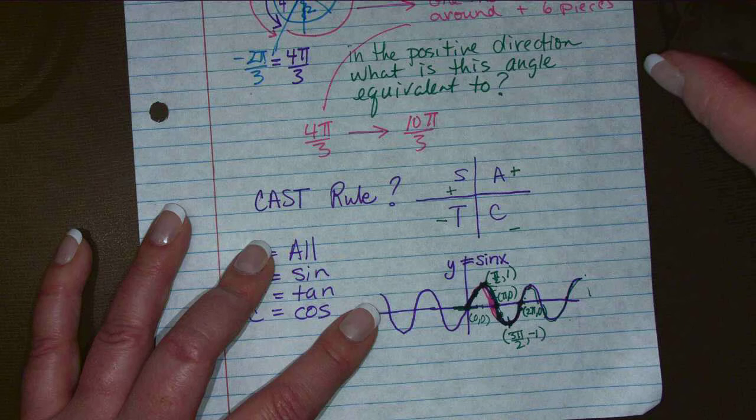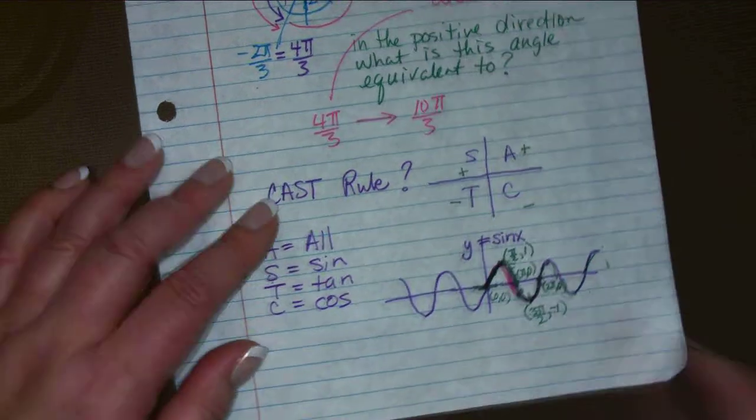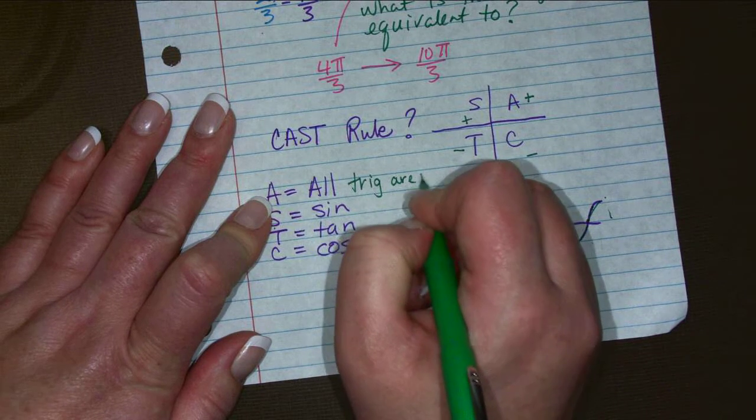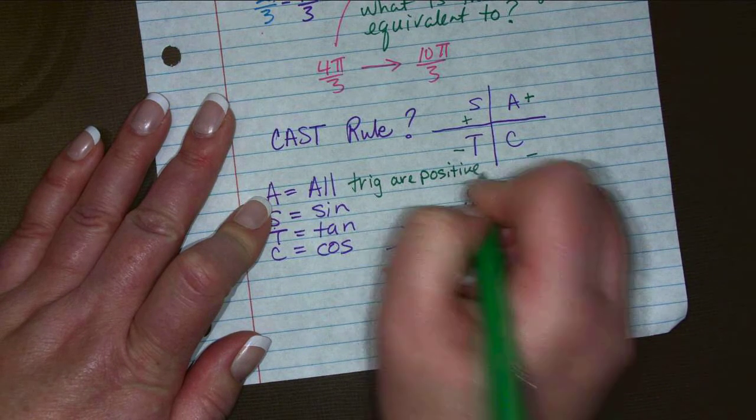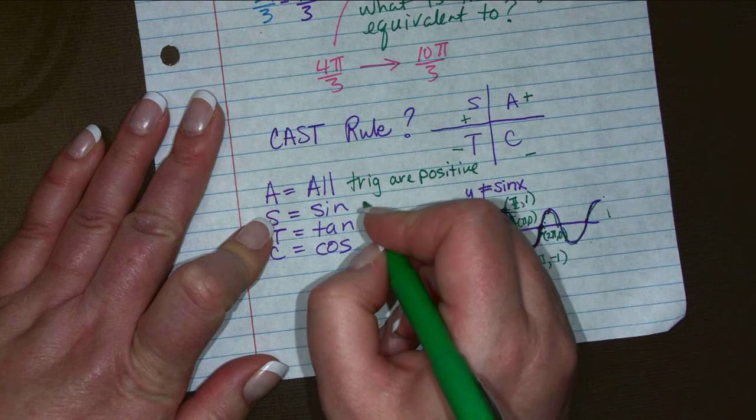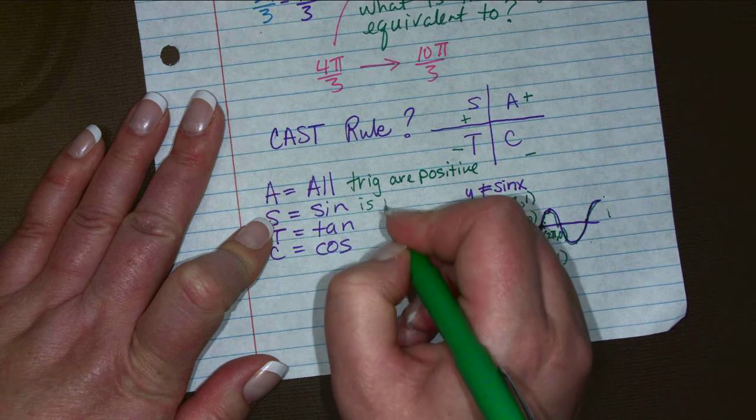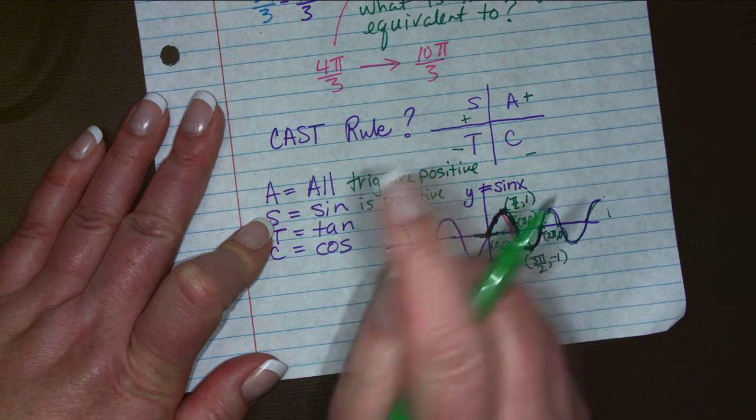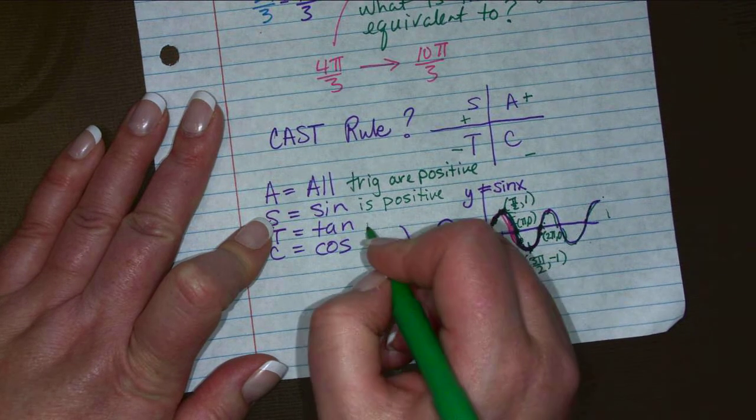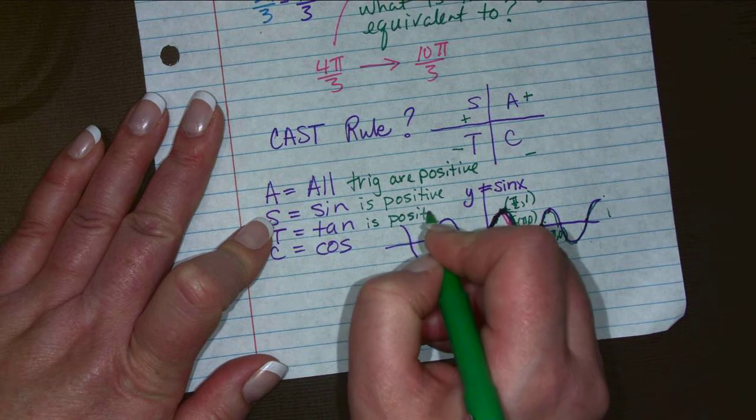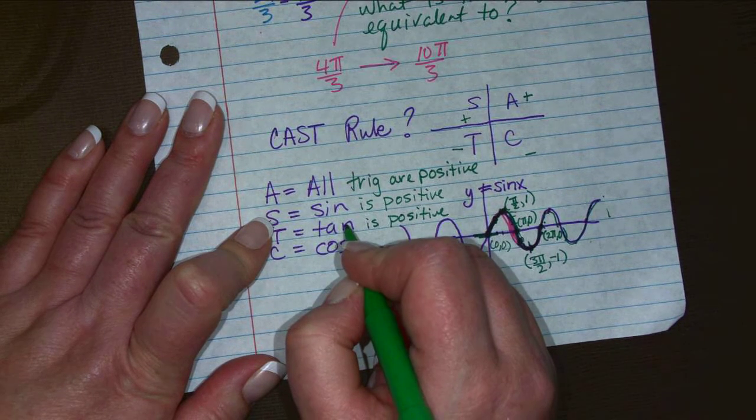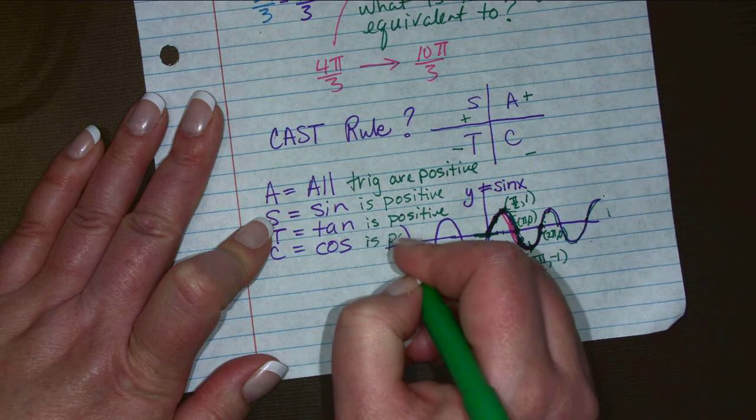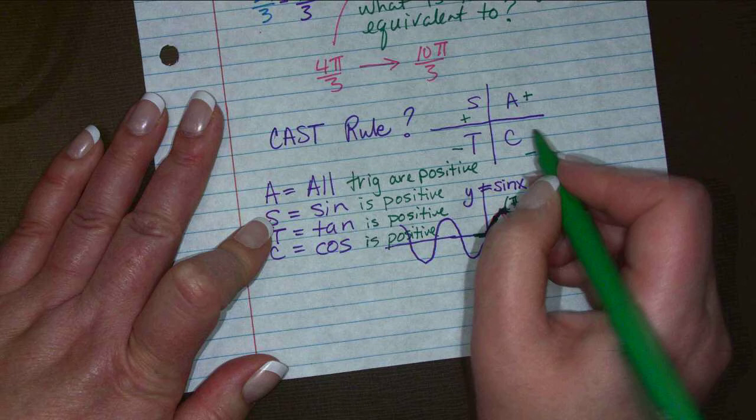You don't really need to remember the shape for that, but what the CAST rule says is that all trig functions are positive in this first quadrant. The answers are all positive numbers. Here, sine is positive. And if sine is positive, what do you think about cos and tan? They're not. So they're negative in that quadrant. Here, tan is positive, so what about the other two? So cos and sine are negative here in this quadrant. And here, cos is positive. So that means that sine and tan are negative here.